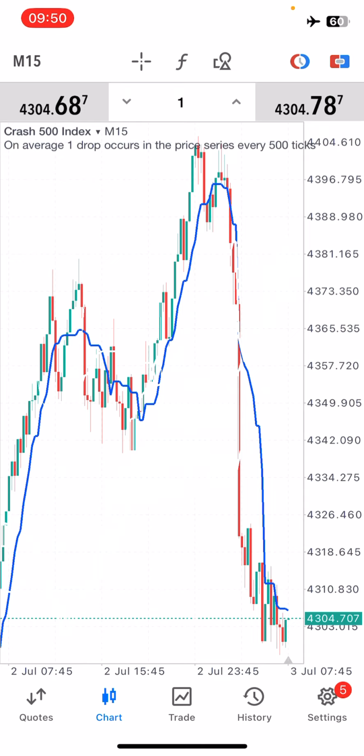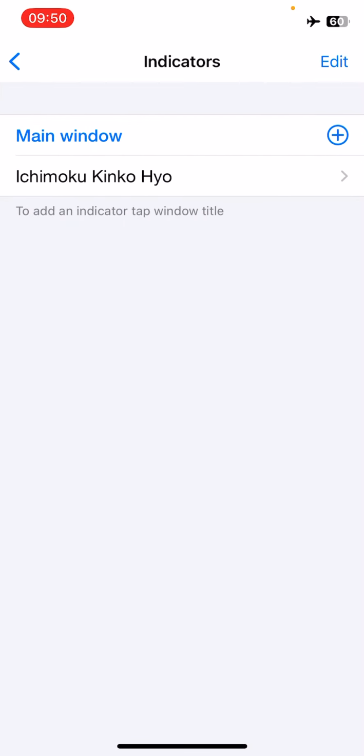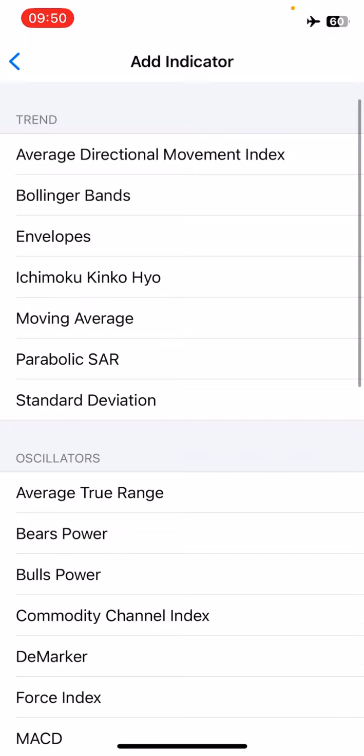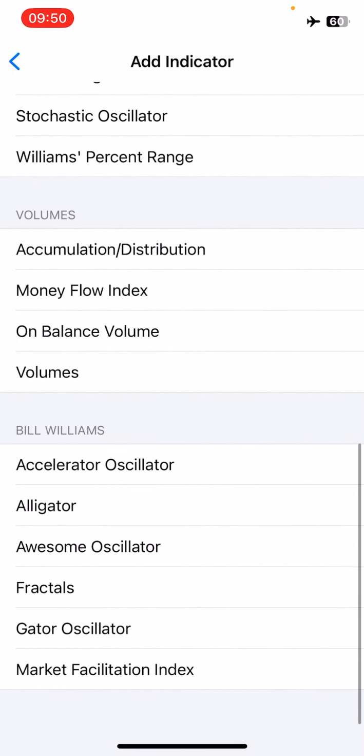The next indicator that I want to add is part of the tricks that can help you manipulate the market. It's called fractals. So I'm going to go back to my indicators, click on main window, then look for fractals, which are right here.